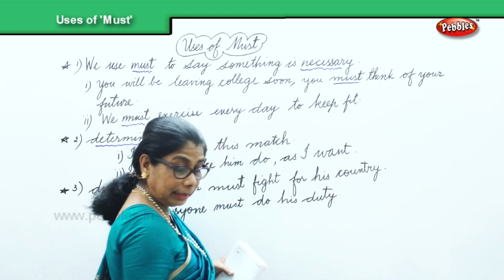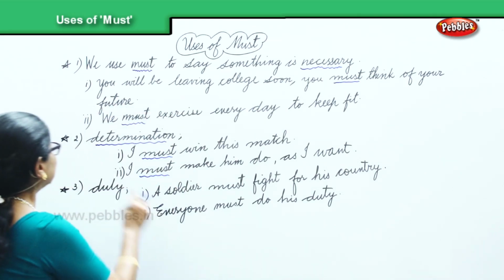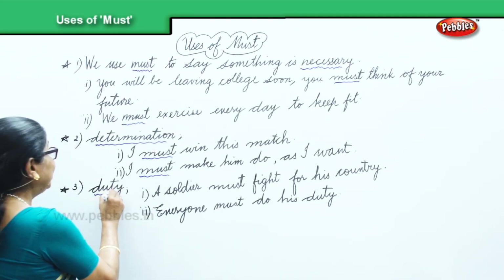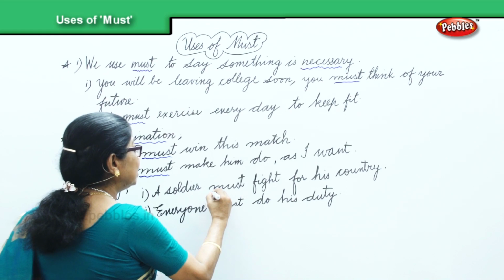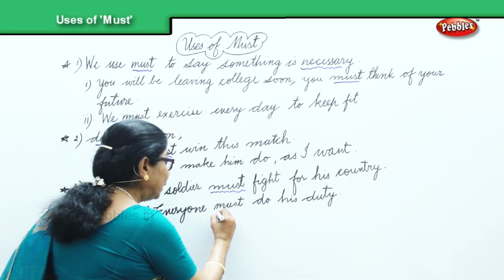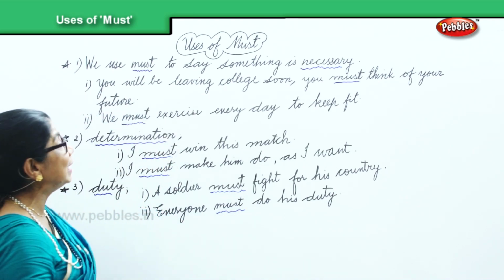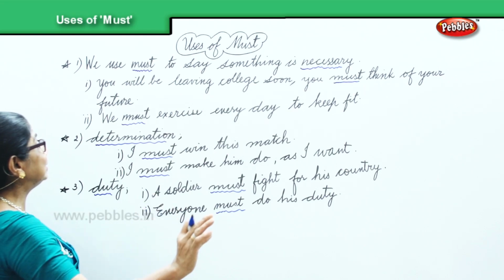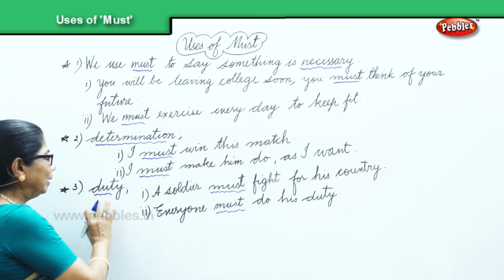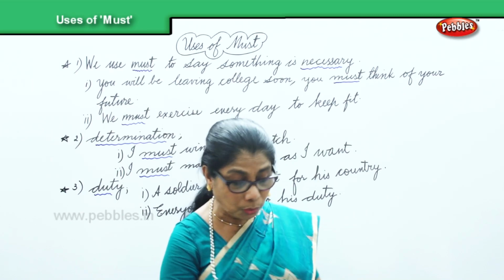So, in duty, okay, in performing duty, we use must. A soldier must fight for his country. Everyone must do his work. First category, must is used for necessity. We must exercise every day. Second one, determination. To win something, I must. And the third, to do duty. Everyone must do his or her own duty.